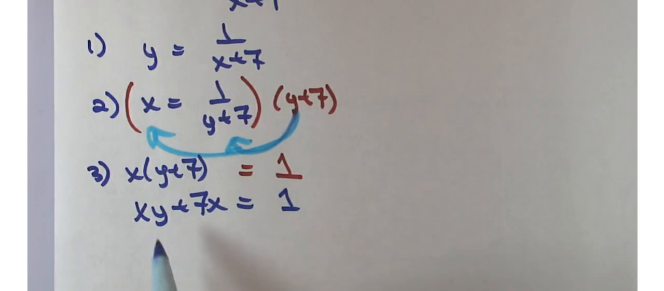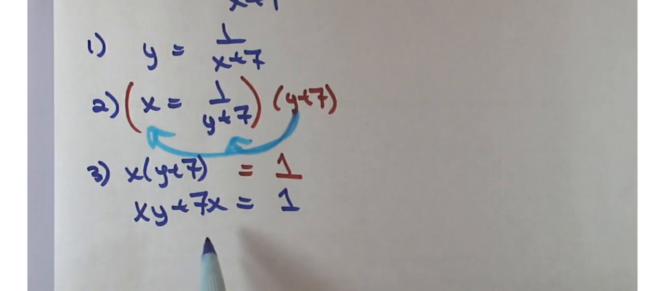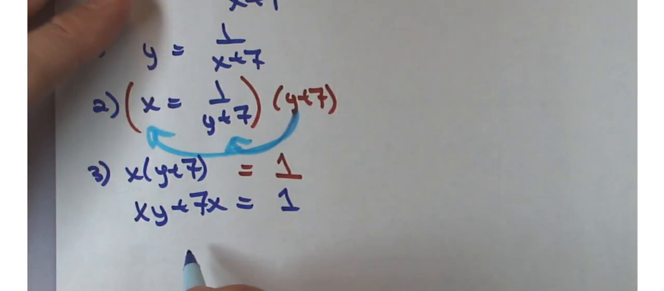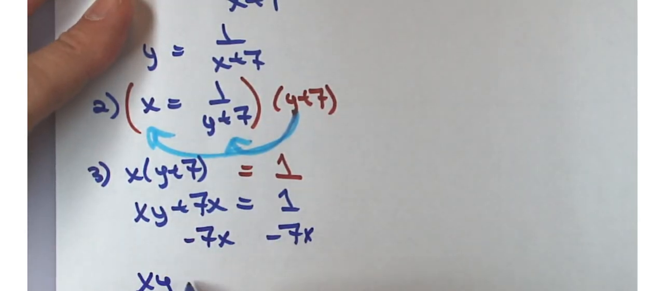You could divide by x. If we were going to divide by x, I would have done it up here. But yeah, you could divide by x. That would work. Minus 7x. All right. Let's subtract 7x from both sides. That gives me xy equals 1 minus 7x. Looking better there.